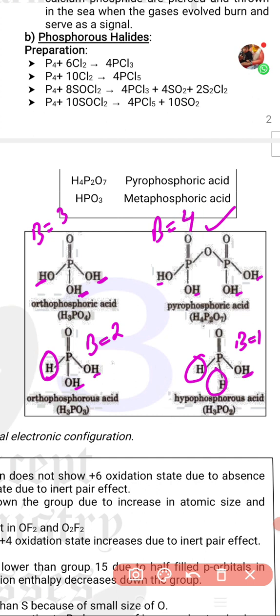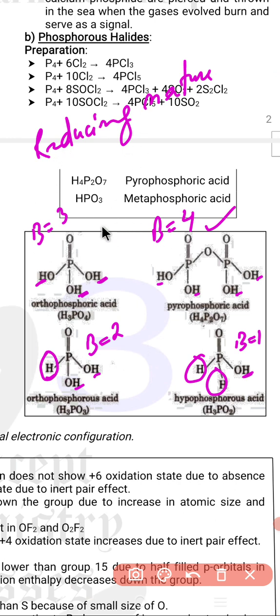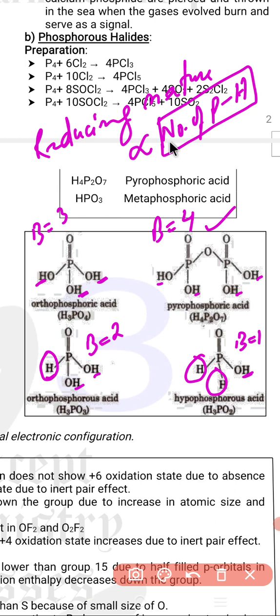Okay, so now one important question that can be asked in the exam is reducing nature. After explaining this point, let me end this video for today. Now, the reducing nature of oxoacids of phosphorus depends upon the number of P-H bonds, directly proportional. Where the number of P-H bonds is higher, its reducing nature will be higher.